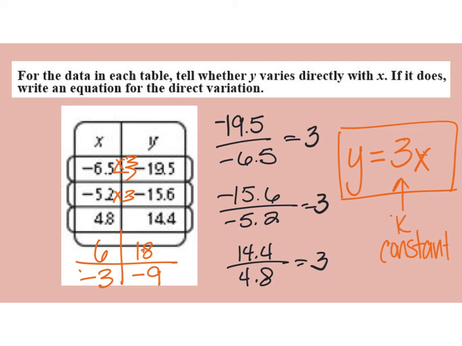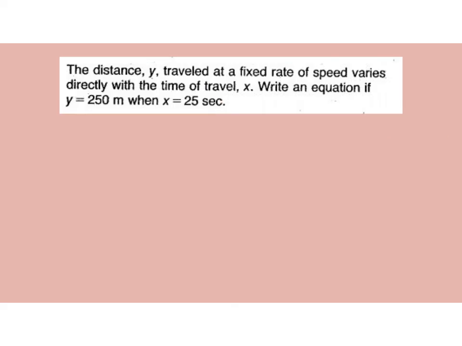All right, here's one. It says the distance y traveled at a fixed rate of speed varies directly with the time of travel x. Write an equation if y is 250 meters when x is 25 seconds. So we're talking about, again, that ratio of y to x. In this case, the y is representing meters and the x is seconds, which makes perfect sense because we're talking about speed, right? Speed is meters per second. Yes?